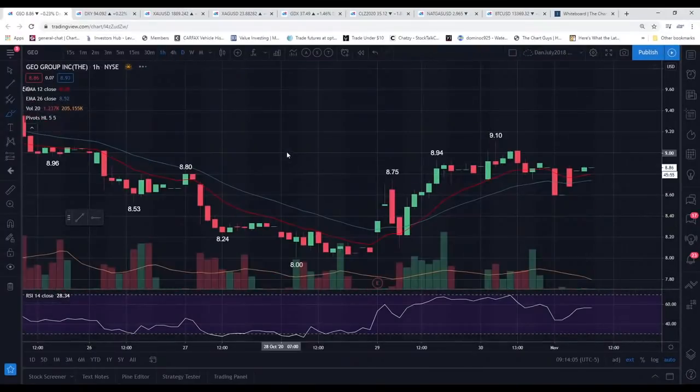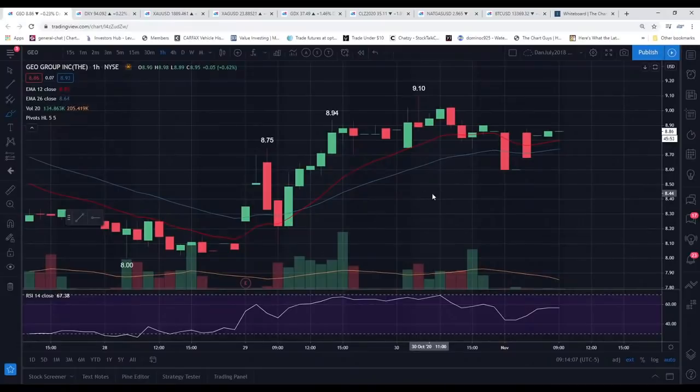resistance, and we're watching for a loss of the hourly uptrend to indicate that our daily lower high has been set. 875 is our last hourly higher low from the end of the day on Friday.